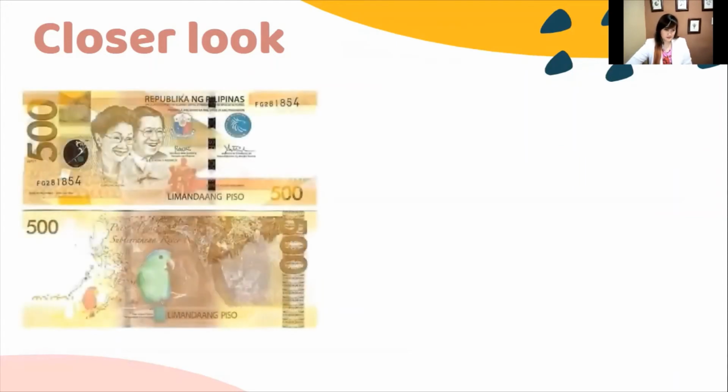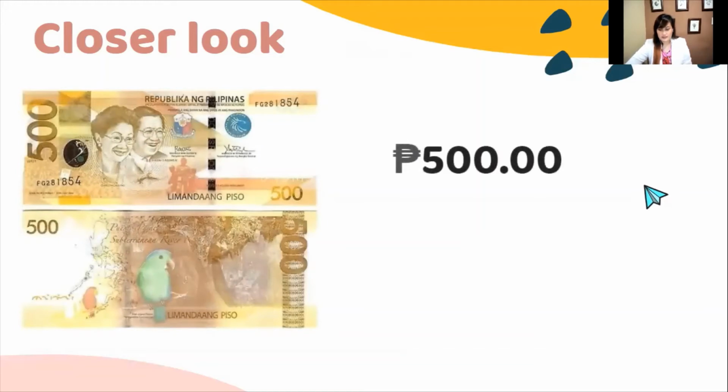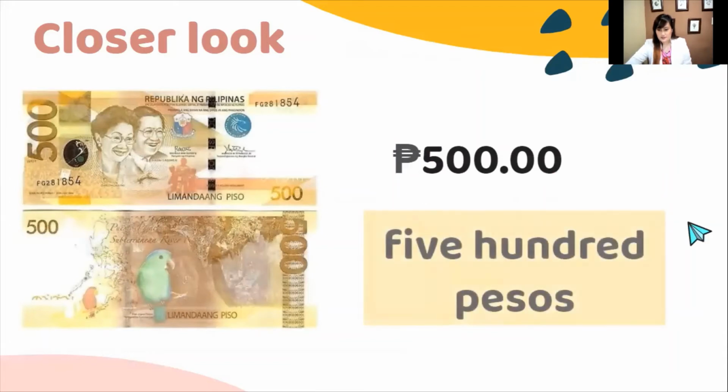And this one, yes, you are correct. This is the 500 peso bill. Or in symbol, we write like this. Remember, the peso sign, we put it before the number. And this is how we spell it, 500 pesos. And yes, it is color yellow.